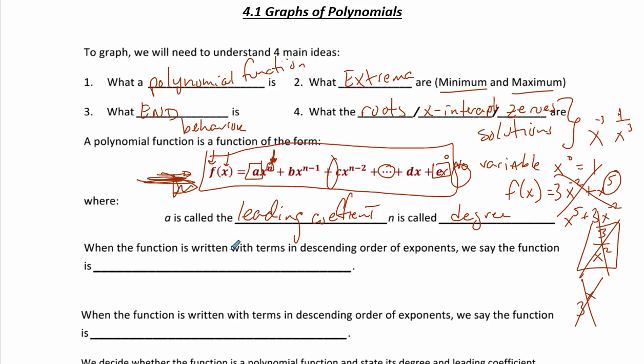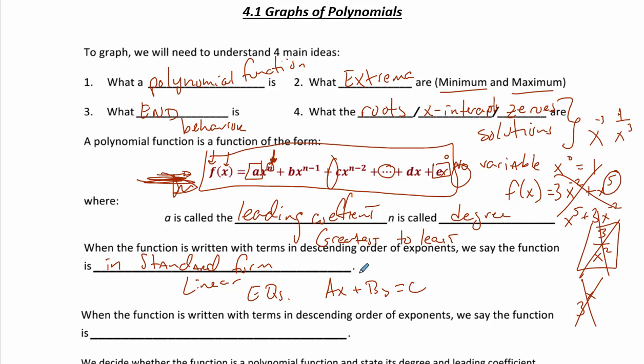Now, when a function is written with terms in descending order, meaning greatest to least, we say that the function is in standard form. Remember we talked about standard form before? We talked about standard form of linear equations when I said it was ax plus by equals c. All the x's and y's are on one side. So that's standard form in a linear equation. This is standard form in a polynomial equation.